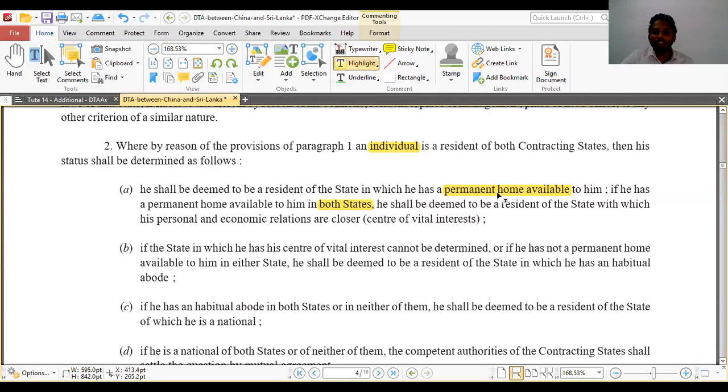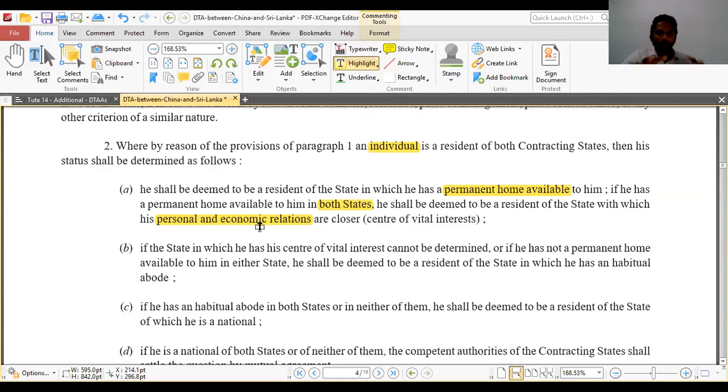Then he shall be deemed to be a resident in the state with which his personal and economic relations are closer. That is the important part. The personal and economic relations are close. As per international taxation, we call it the center of vital interests.